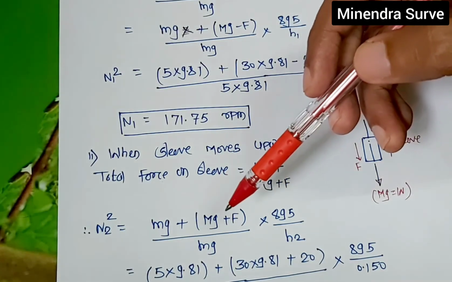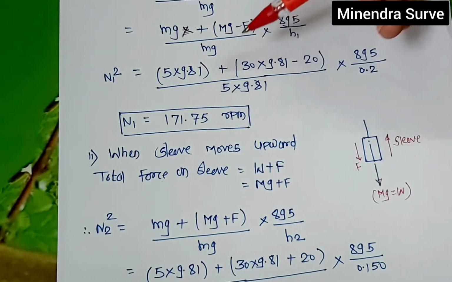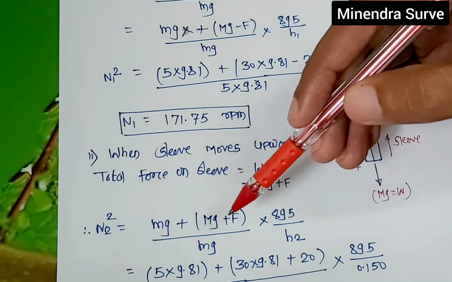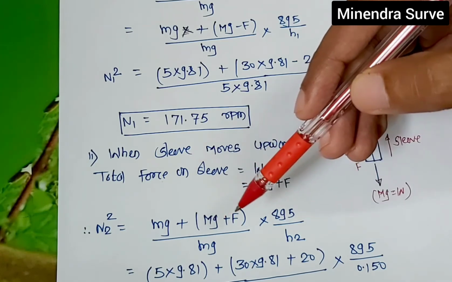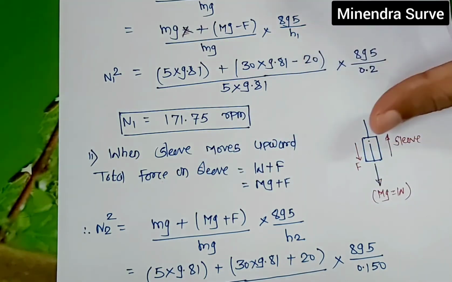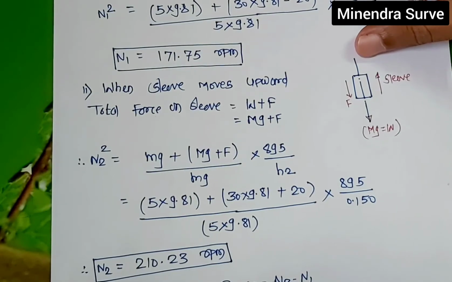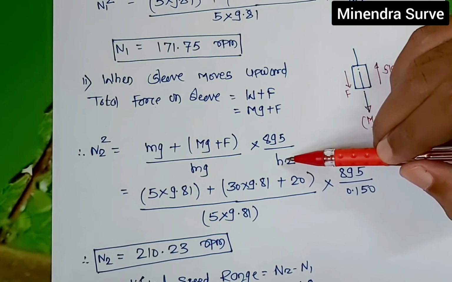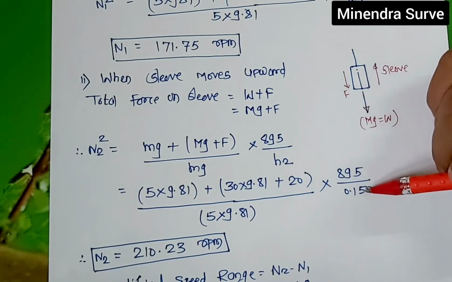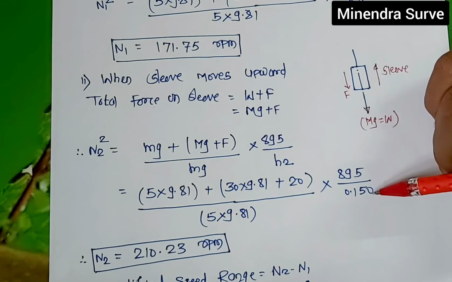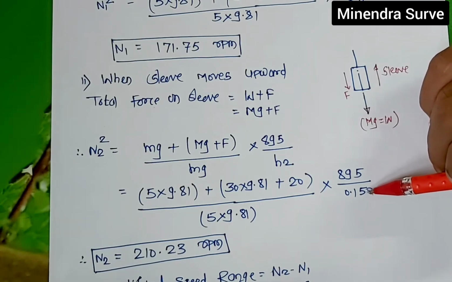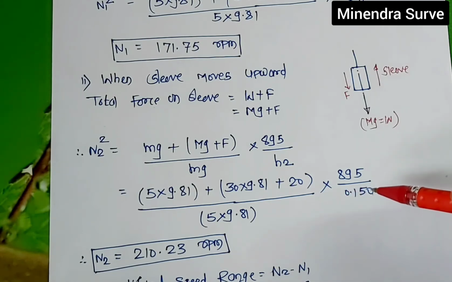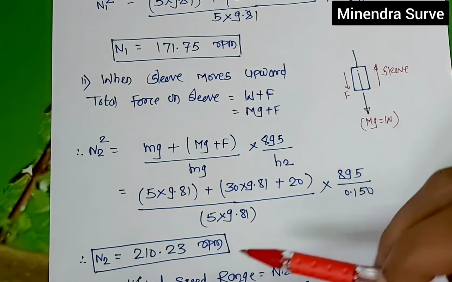Now just simplify the formula. Here we used minus. Now what do we get? Mg plus F. So just replace that minus with a plus sign. So mg plus F. The rest of the formula is the same. So after calculating and putting in the values, you will get a different answer. Why? Because here the h2 value is 0.150 meter. We have already calculated h2 as 150 mm. That h2 you have to put over here. So after putting h2 as 0.150 meter, you will get N2.